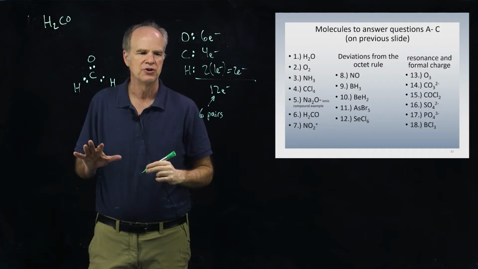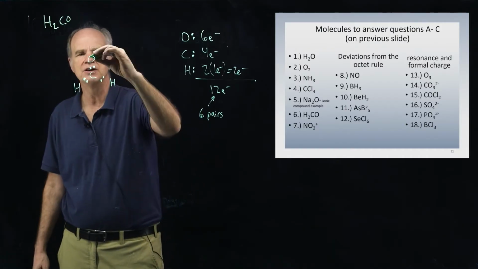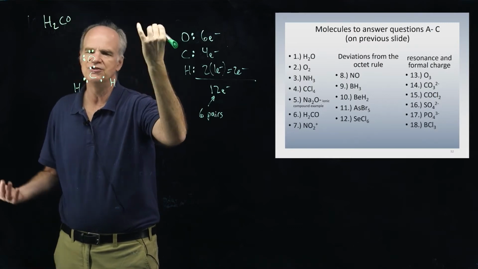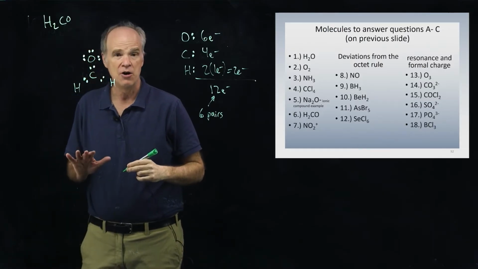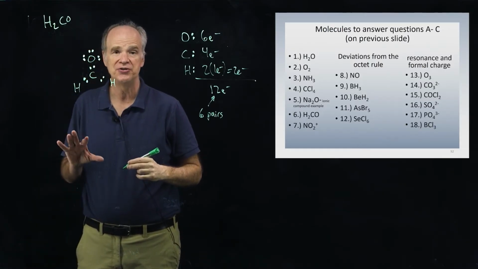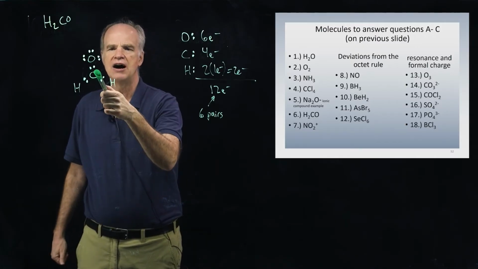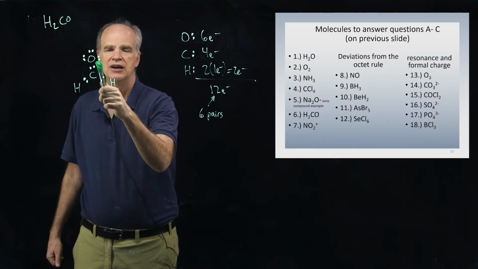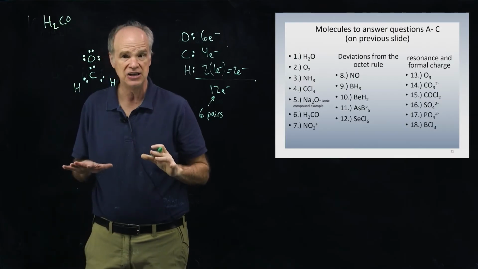And now we need 3 more pairs. So we can put the 4th pair here, the 5th pair here, and we can just put the last pair around oxygen. What I'm hoping you can see is that this is probably not the best Lewis structure. This oxygen has an octet of electrons. The carbon does not. It only has 6 electrons, and it needs an octet.